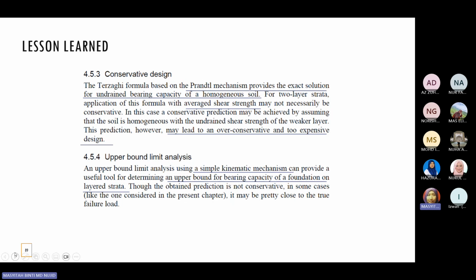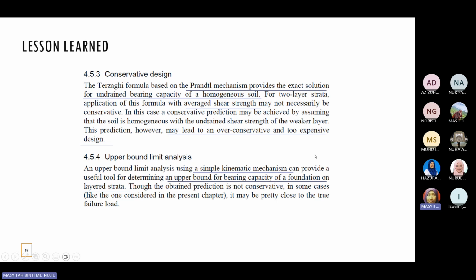Okay, next lesson learn yang boleh dapat daripada transcontinental grain elevator ni adalah conservative design. So conservative design ni, kalau kita pakai conventional theoretical Suzuki formula based on dependent mechanism provides the exact solutions for undrained bearing capacity of homogeneous soil. Maknanya dia okey, dia tak ada masalah. Tapi untuk two layer strata application, this formula with average strength may not necessarily be conservative. So in this case, conservative prediction may be achieved by assuming that the soil is homogeneous with the undrained strength of the weaker layer. So these may lead to an over conservative and too expensive design.